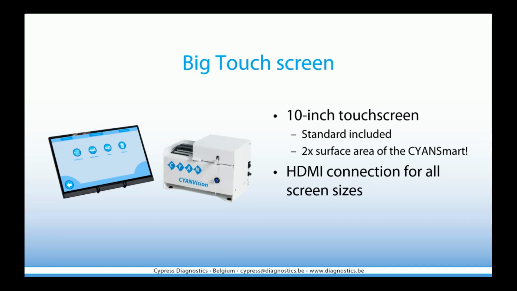The computer of the CYANVision is inbuilt in the instrument itself. You only need an external screen to show your results. It can be any type of screen. It can be a touch screen, it can be a normal screen, it can be small and large. You only need to couple it to the instrument with either an HDMI port or a USB connection.